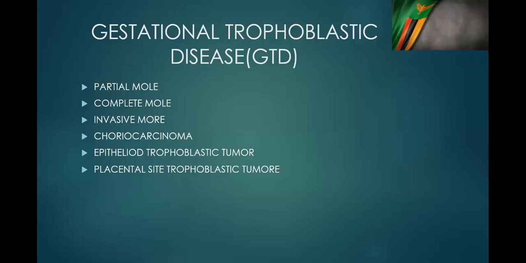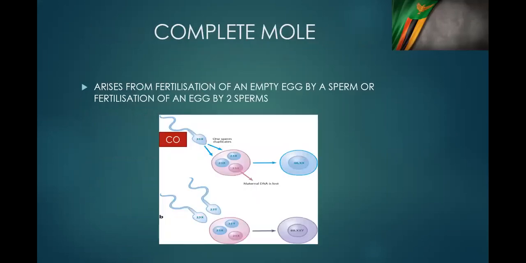So gestational trophoblastic disease is not just partial mole and complete mole. It's also these others. The important thing to remember is that partial mole and complete mole are what are called hydatidiform moles. Then the bottom four conditions there are what we call gestational trophoblastic neoplasia, generally speaking. So that is about gestational trophoblastic disease. Now we know how gestational trophoblastic disease arises.